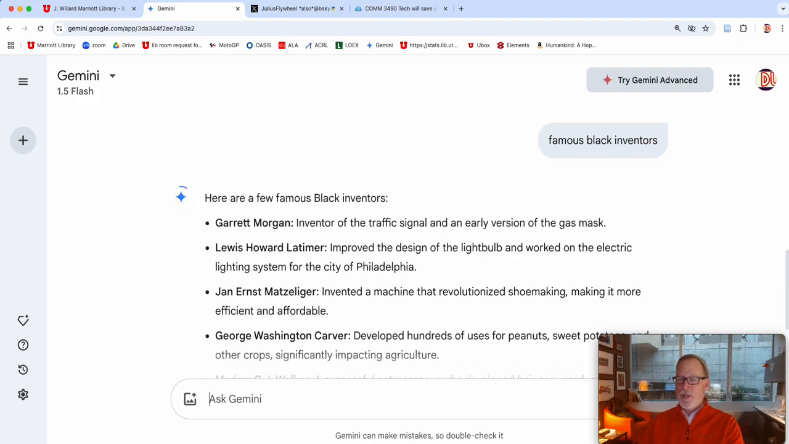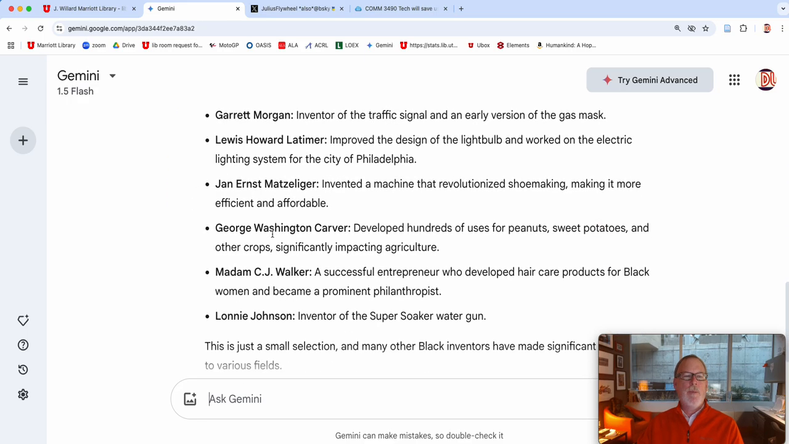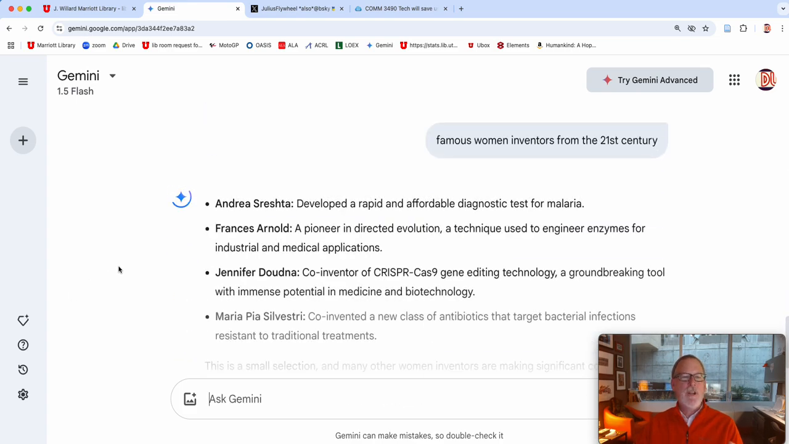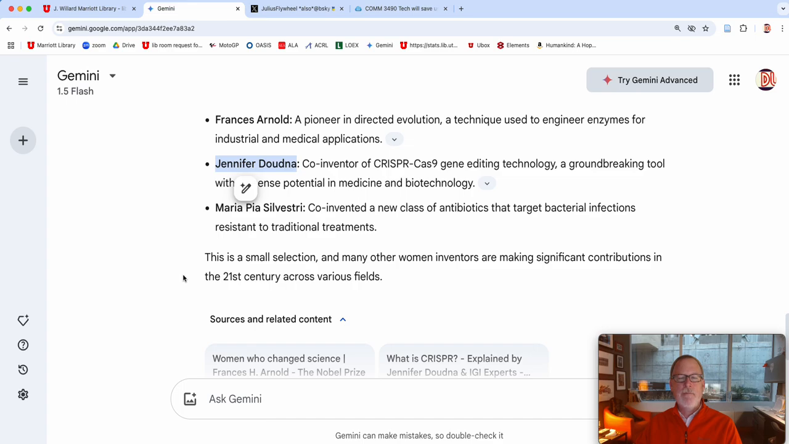These results are being pulled by the AI from the open web. You can say, famous women inventors from the 21st century. There should be somebody in here about RNA. Oh yeah! This is the person, I think, who helped us get the RNA vaccines for COVID so fast. So use these with a grain of salt.